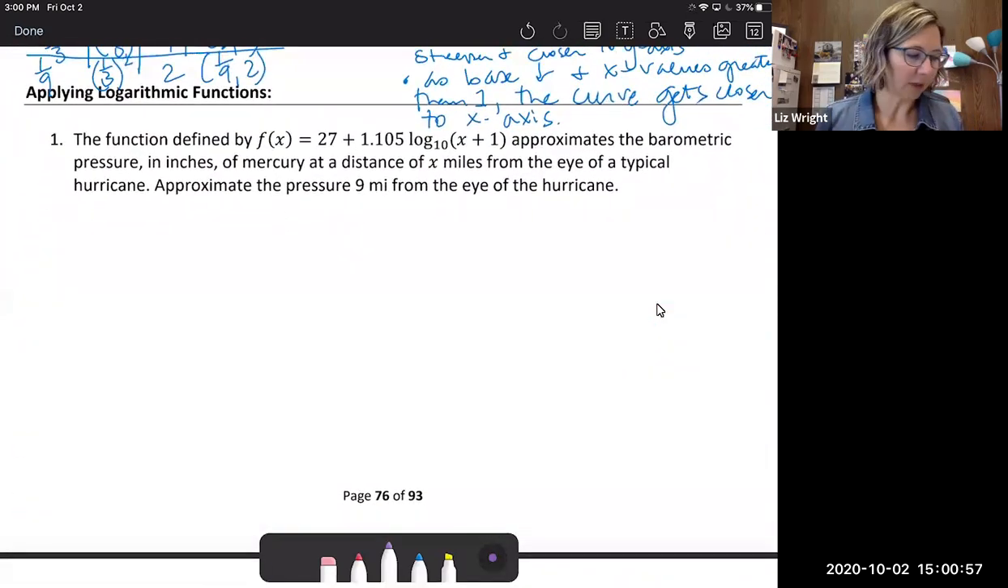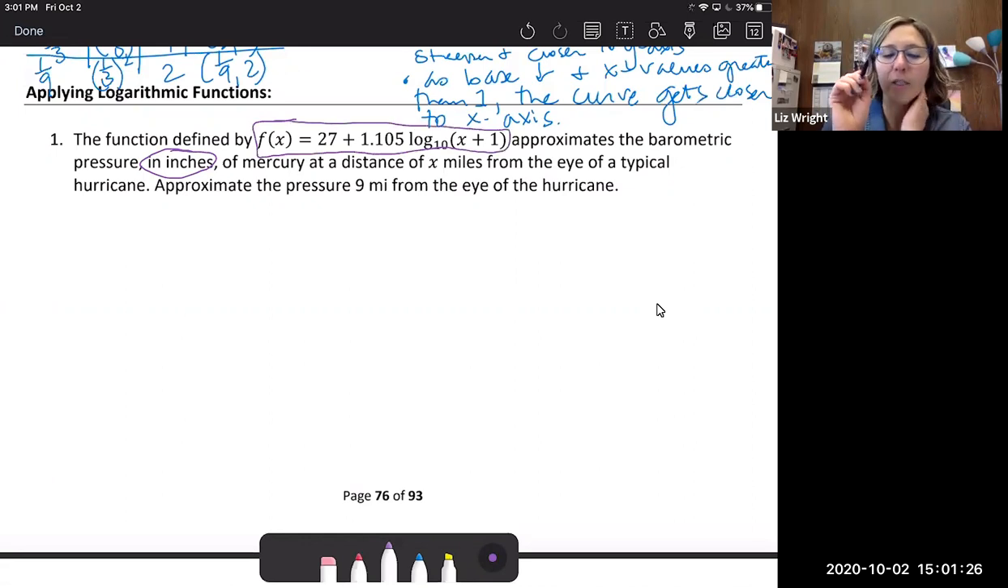All right, so let's apply some log functions. We're gonna look at some word problems here. So we've got this function, it's defined by f of x, and it equals 27 plus what you see there in the equation, and it approximates the barometric pressure in inches. Okay, so our label is gonna be in inches because it says that our equation here is going to approximate the barometric pressure, in inches of mercury, at a distance of x miles from the eye of a typical hurricane. Approximate the pressure 9 miles from the eye of the hurricane.